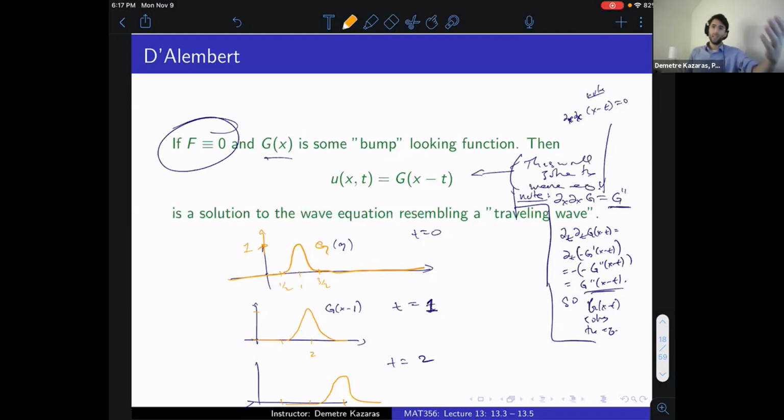If I chose g to be 0 and f to be this bump, then it would be moving in the other direction. I could have chosen them both to be this function, and then it would have looked like two bumps that are moving away from each other at a constant speed.